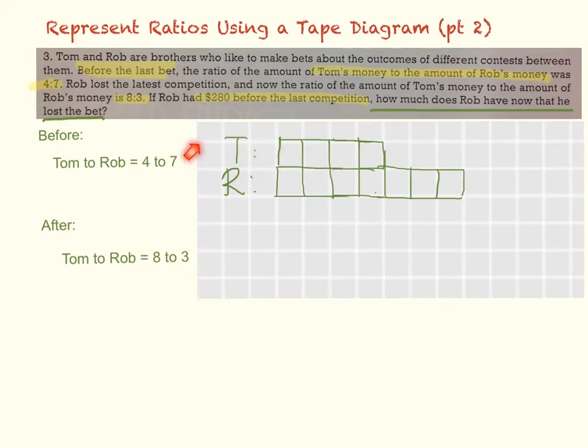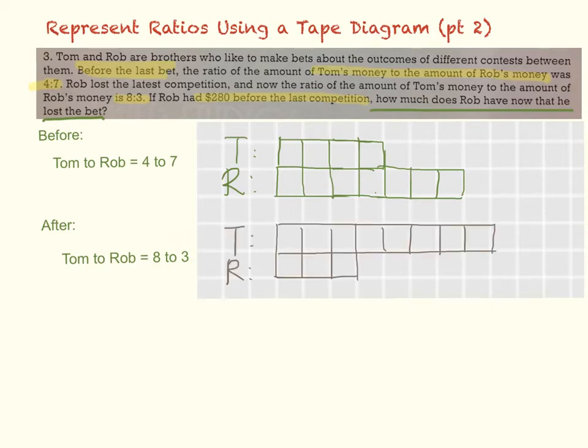Okay, so here this is the before ratio. I use 4 boxes to represent Tom's money and 7 boxes to represent Rob's money. Now we need to graph a second tape diagram to show the ratio after the last bet. After the last bet, Tom's ratio increased to 8 boxes, and for Rob, it is 3 boxes.